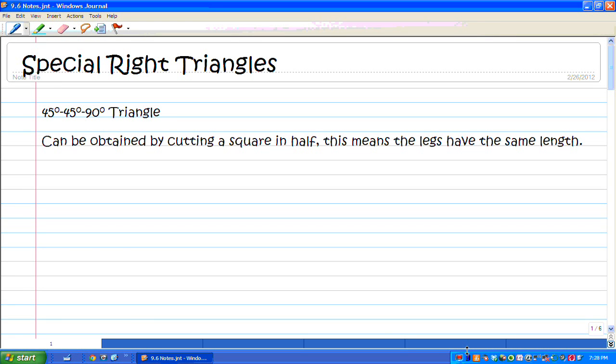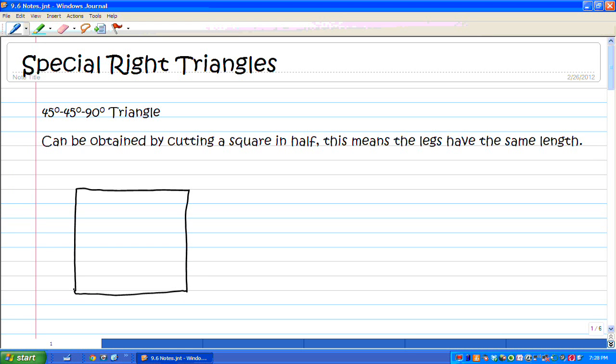Okay, this video is going to talk about special right triangles. The first one I'm going to talk about is a 45, 45, 90 triangle. This can be obtained by taking a square and cutting it in half. So let me start with a square, the best square I can draw.